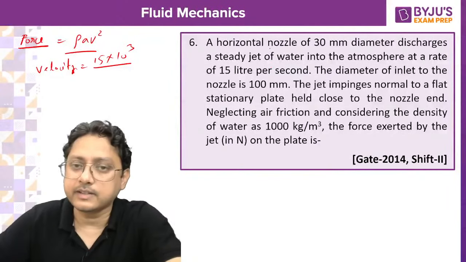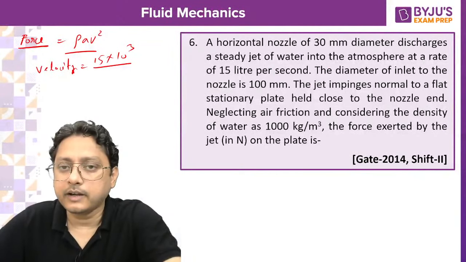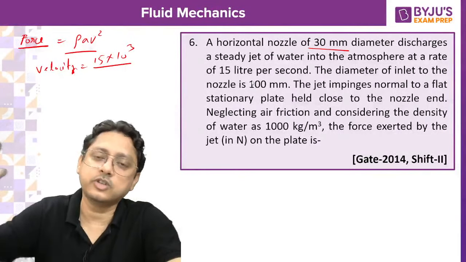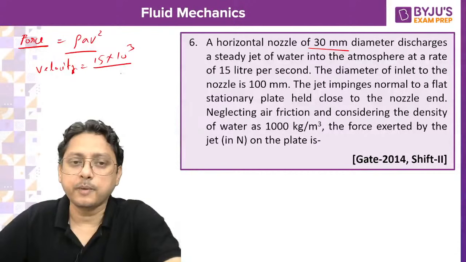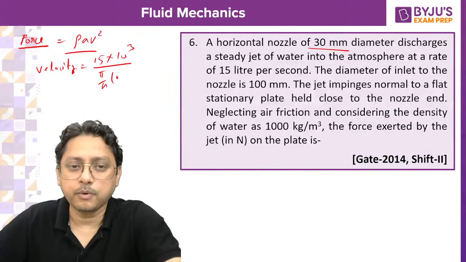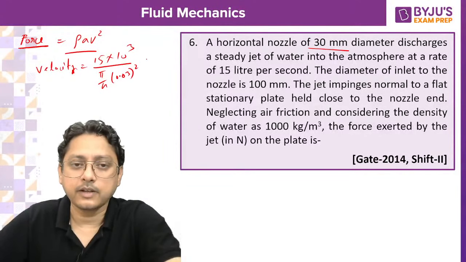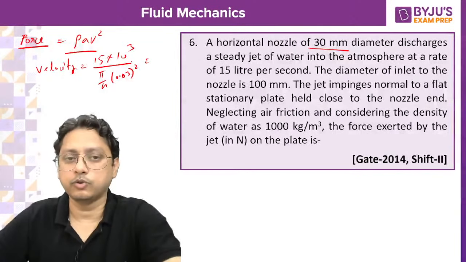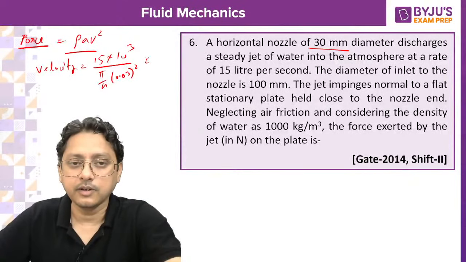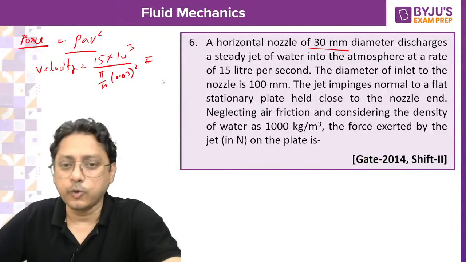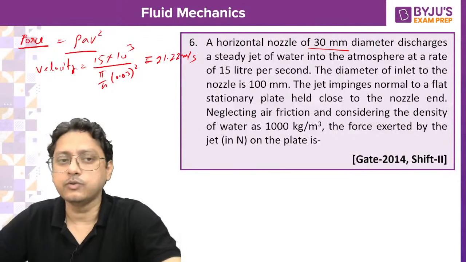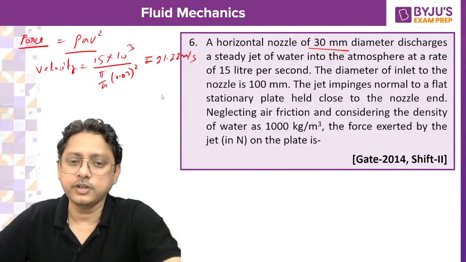And the area is that of the horizontal nozzle of 30 mm diameter discharging. 30 mm, change it to meter, it will become 0.03. So pi by 4, 0.03 square. That's all, pi d square by 4. This is the area of the nozzle through which your discharge is coming out. So discharge by area will provide you the velocity. Calculate the velocity, and you get around 21.22 meter per second. Now use the velocity here to get the force.